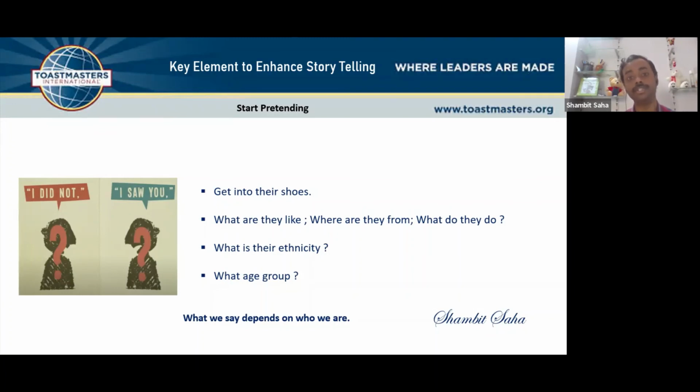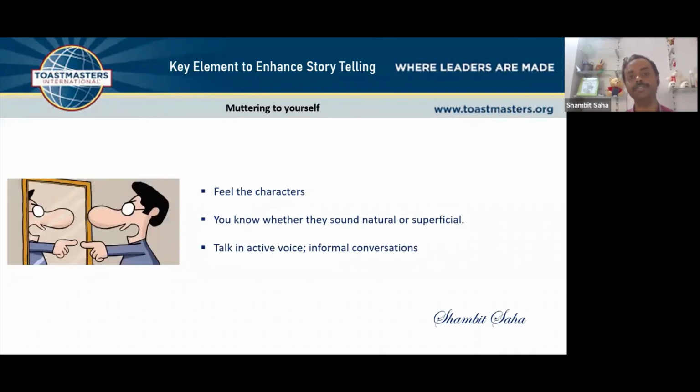So get into their shoes, start pretending that you are these people and have these conversations in your mind continuously, and the best of dialogues, I promise you, will come out of you, right? And muttering to yourself, this is a bad habit which I have, and I have faced many a flak, but the best element of storytelling is you feel the characters. If you don't feel the characters, you don't know how to tell the story. If you don't know how to tell the story, you will sound unnatural, you will sound superficial.